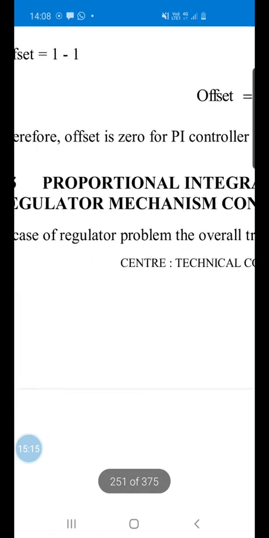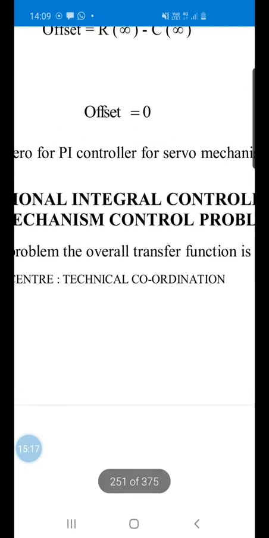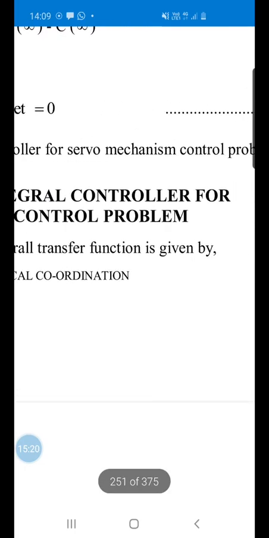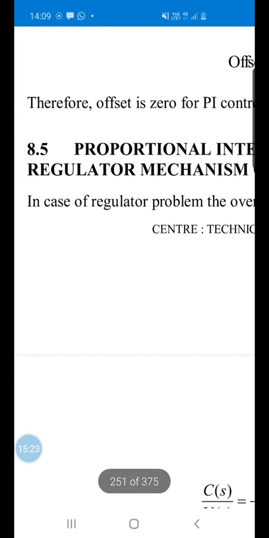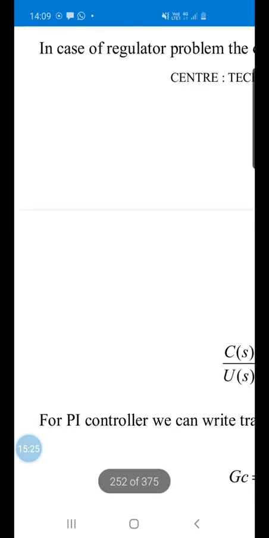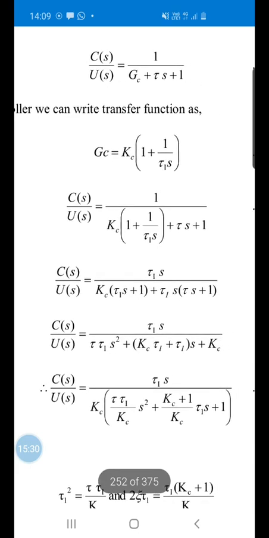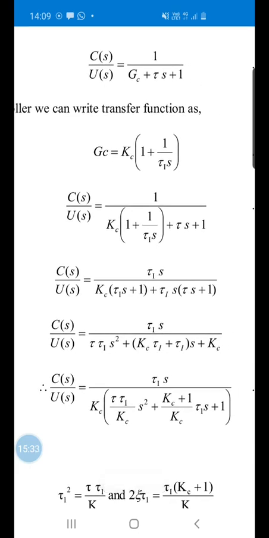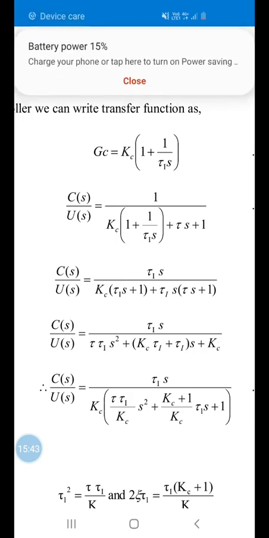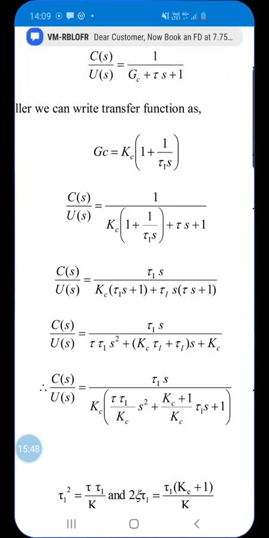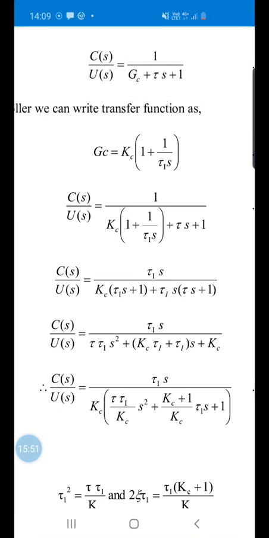In a similar way, you can show the offset is again 0 for the proportional integral controller for the regulator mechanism control problem. This will be the last derivation that we will discuss. Here C by U you can write from the previous derivation: C by U is equal to 1 upon Gc plus tau s plus 1. But now Gc is Kc into bracket 1 plus 1 upon tau I s. So C of s by U of s can be written like this.